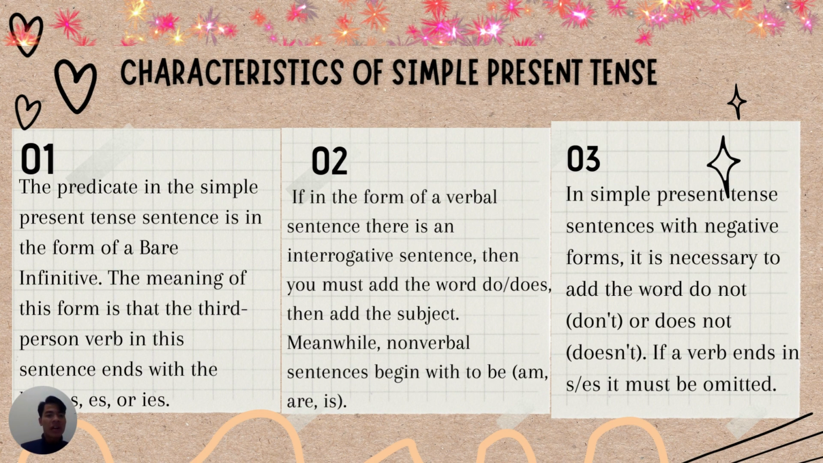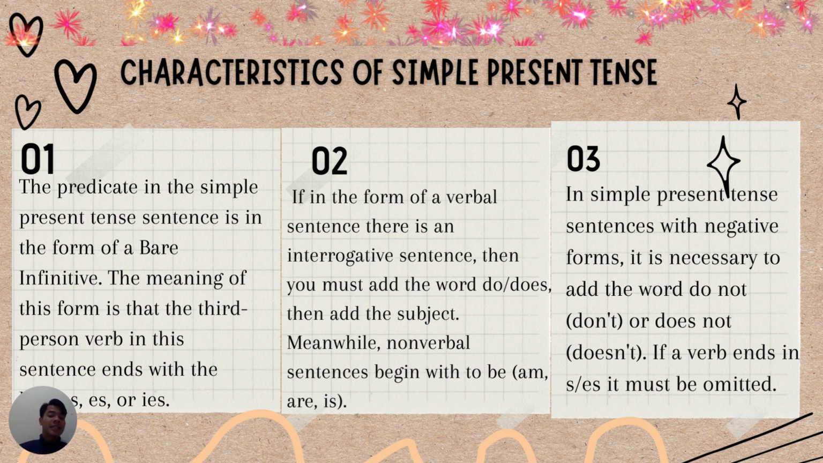Now, what are the characteristics of the simple present tense? Number one, the predicate of the simple present tense is in the bare infinitive form. For the third person, the verb takes the letters s, es. Number two, if it is a verbal interrogative sentence, you must add do or does, and then add the subject. Meanwhile, a non-verbal sentence begins with to be: am, are, is.